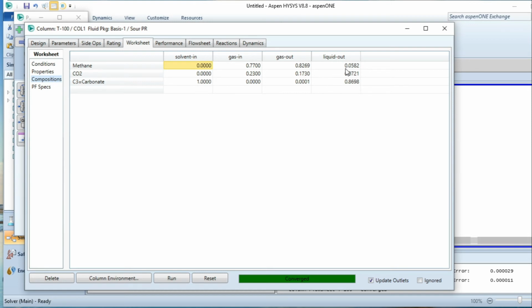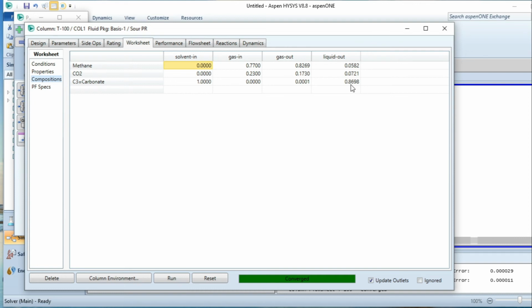For the liquid out, I have 0.0582 for methane, 0.0721 for carbon dioxide, and for propylene carbonate I have 0.8698. So in terms of 100%, for methane I have 5.82%. For carbon dioxide, I have 7.21%. For propylene carbonate in the liquid out, it is 86.98%.